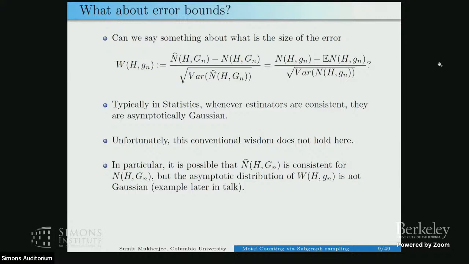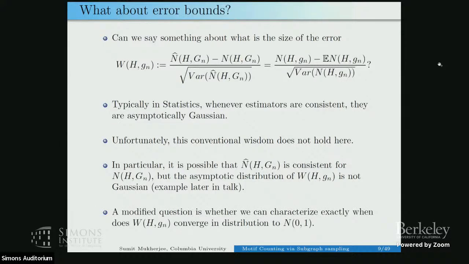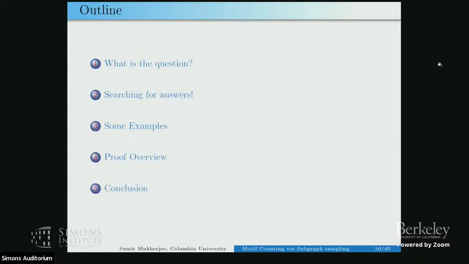But the modified question that we propose for the talk, which we will answer, is: can we say exactly when it converges to normal 0, 1? So ideally not a sufficient condition, but if and only if: when can we use the normal distribution to find confidence intervals for this quantity? So these are the questions that we want to study in this talk. Right, so that's the setup of the talk. So now let's try and answer them.